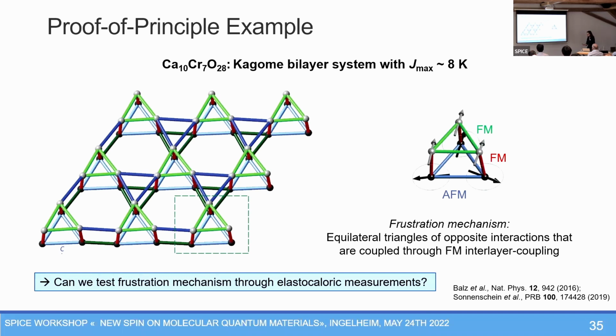Okay, so basically what our idea then was: can we learn more about the frustration mechanism of this compound through elastocaloric measurements? The important thing to choose is the strain direction. So we decided for our proof of principle experiments that we would apply strain along the out of plane direction, motivated in order to change that coupling here.